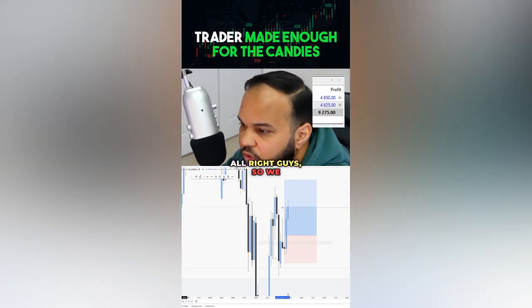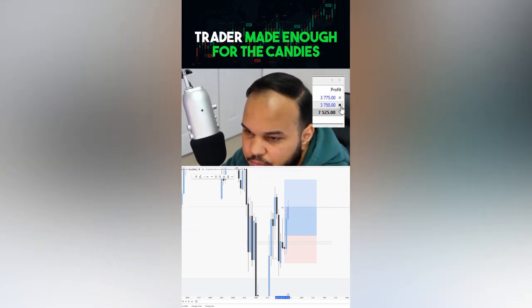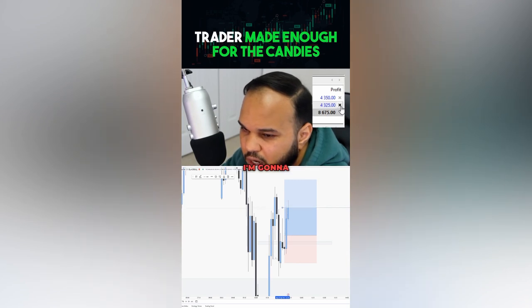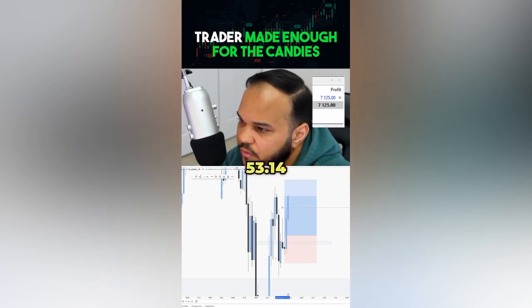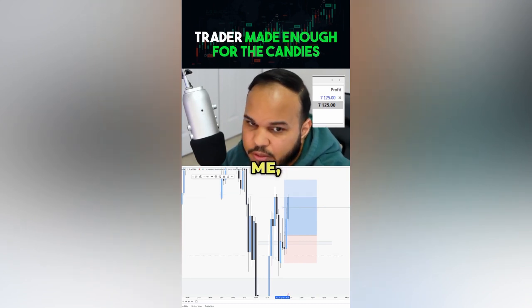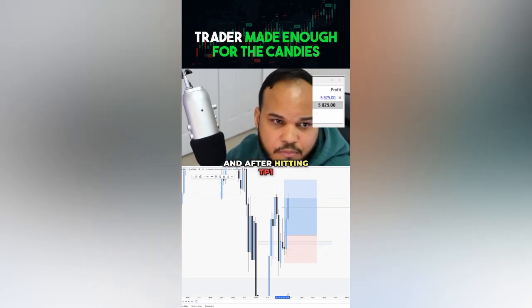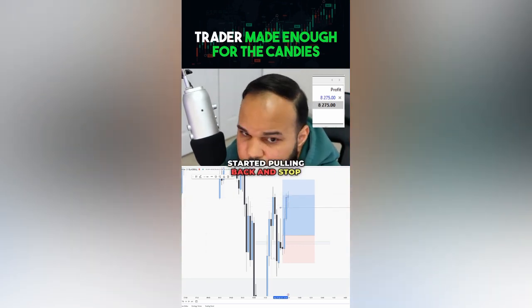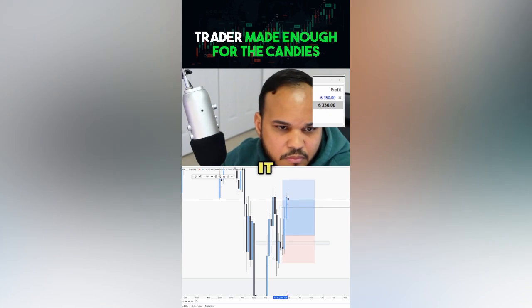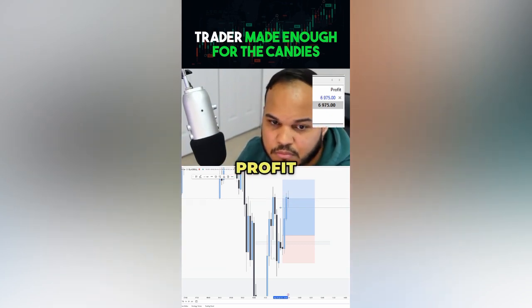All right, guys, so we hit TP1 here from my entry list. I'm going to close 1 trade here, and I'm leaving the rest to run towards TP2, which is going to be 2353.14 for me, okay? And after hitting TP1, market almost hit TP2, but then it started pulling back and stopped us out at break even. It is what it is, but at least we made some profit on Monday.